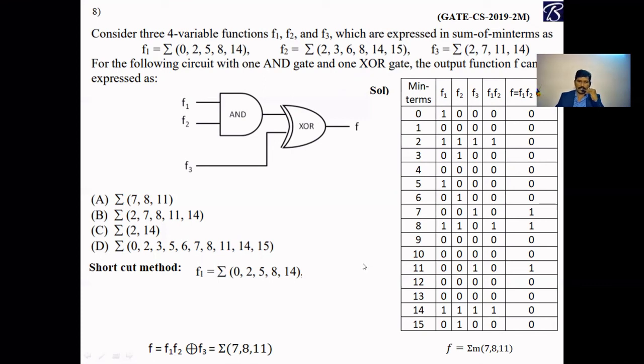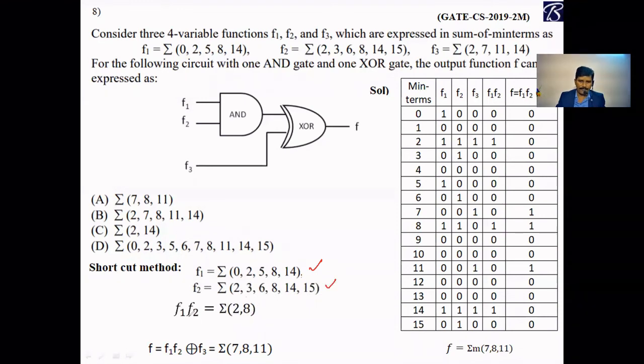Let me tell you one shortcut method. Given f1 is this one and f2 is this one, how can we find f1 f2? See, AND operation here: 2 and 2, so we need to take 2. The 0 we should not take because 0 is not present. The min terms which exist in both functions we need to take in f1 f2, that is AND operation. Consider this 8, 8, both are there, that's why this is 8.